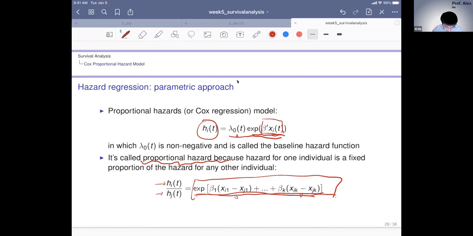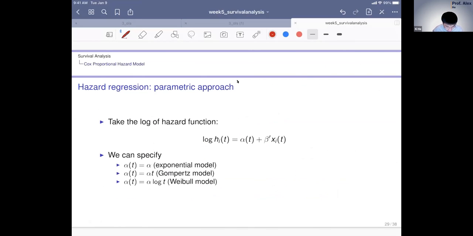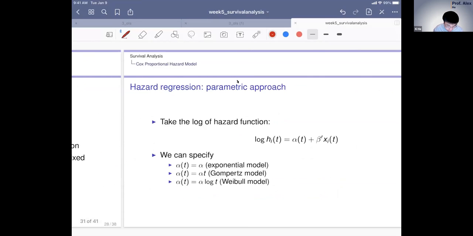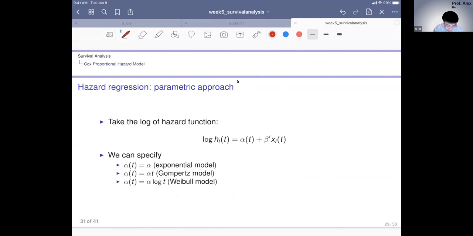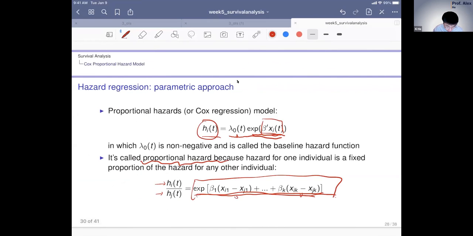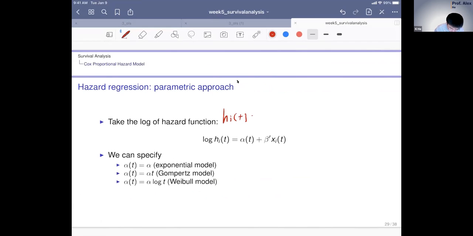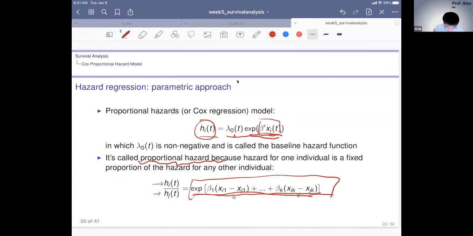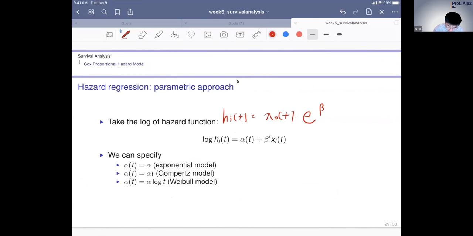So let's understand this a little bit more. You can also take the log of that hazard function. Let me write it here so it's easier to see. The hazard function is lambda zero t times e to the beta x t. If you take the log, that would be just log of lambda zero t, and we call that alpha t. And then the second part is beta x t.